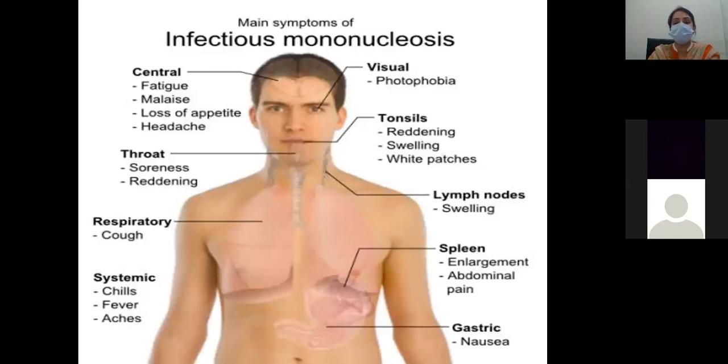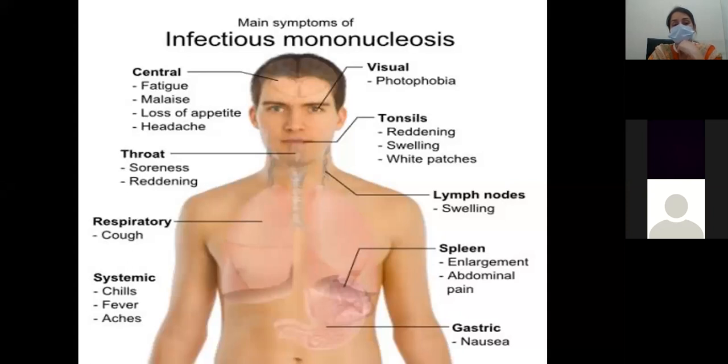Okay, this is a picture of the main symptoms of infectious mononucleosis. We will always start from the top. We will see the visual, where there will be photophobia. In the mouth there can be reddening and swelling of the tonsils, and there can be white patches. Centrally there can be malaise, fatigue, anorexia, that is loss of appetite, and there can also be headache.